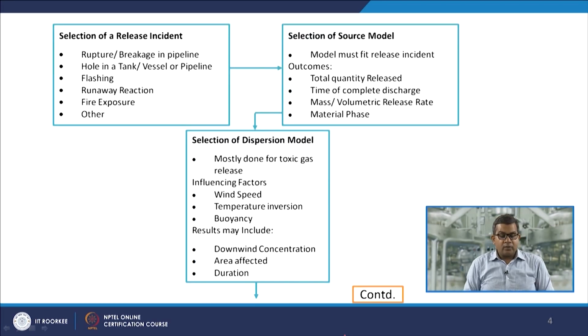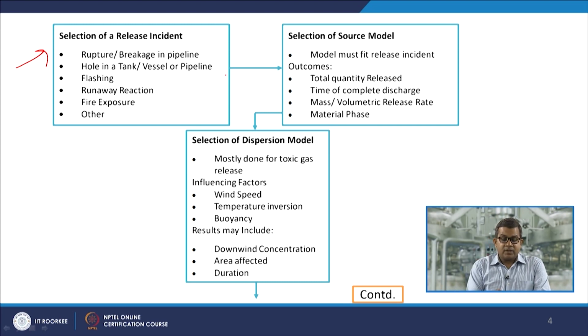Now let us have a look at these incidents. There is a variety of incidents listed in this block. That is a selection of release incident: sometimes rupture or breakage in a pipeline, sometimes a hole in a tank, a vessel or a pipeline. Flashing may create a problem, meaning from a high pressure zone to a low pressure zone. Sometimes a runaway reaction may cause a problem, sometimes fire exposure creates a problem, and others which may be enlisted in several aspects.